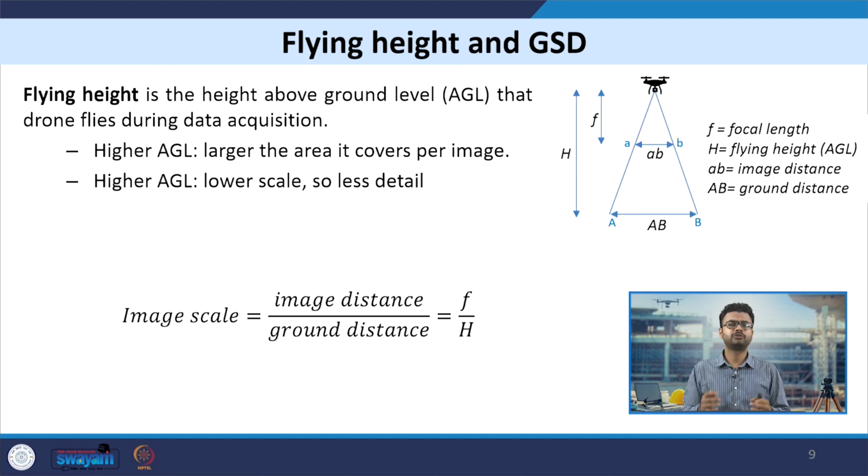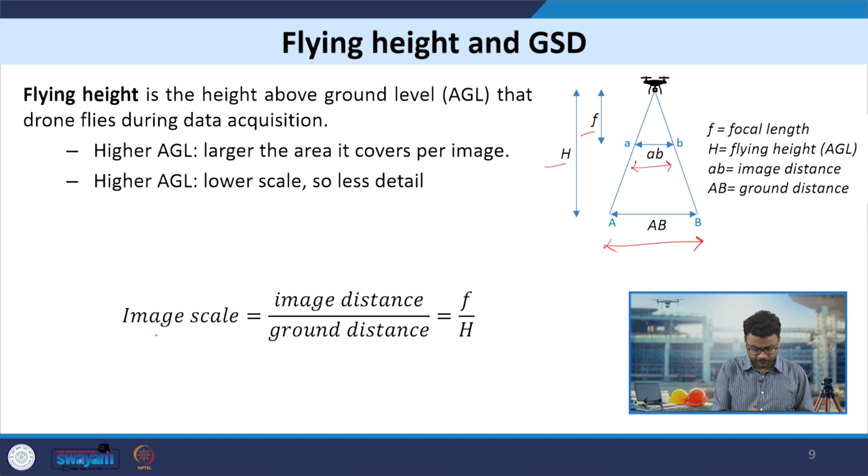So let's start with the first concept and understand the relationship between flying height and ground sampling distance. In this setup, we have the height above ground level given by capital H. We have the drone fitted with a camera with a focal length of f, and this camera images 2 points A and B, the distance between which is capital AB, and this distance capital AB is shown as distance small ab in the image. All these parameters H, f, small ab, capital AB are related through image scale.